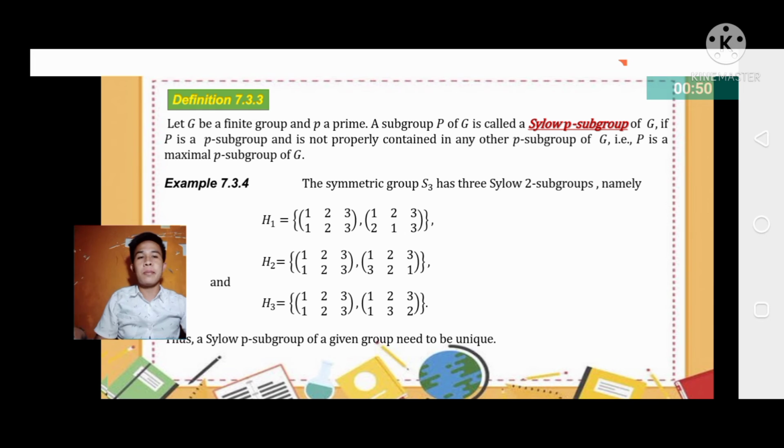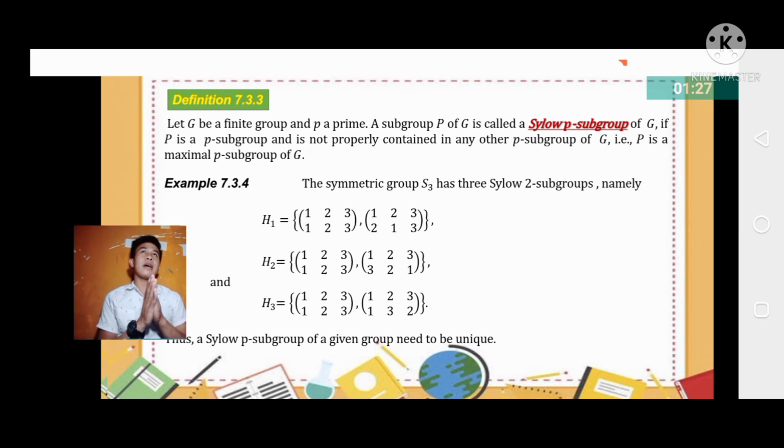7.3.4. The symmetric group S3 has 3 SYLOW subgroups, namely, so we have the 3 subgroups of the symmetric group S3. So meaning, this group is a permutation group. The symmetric group is also known as permutation group. This S3 is the group of permutation on the set S with 3 elements. So in this group, generally natay we have 3 elements. But since this is a permutation group, the S sub 3 is the group of permutation in the set S with 3 elements.